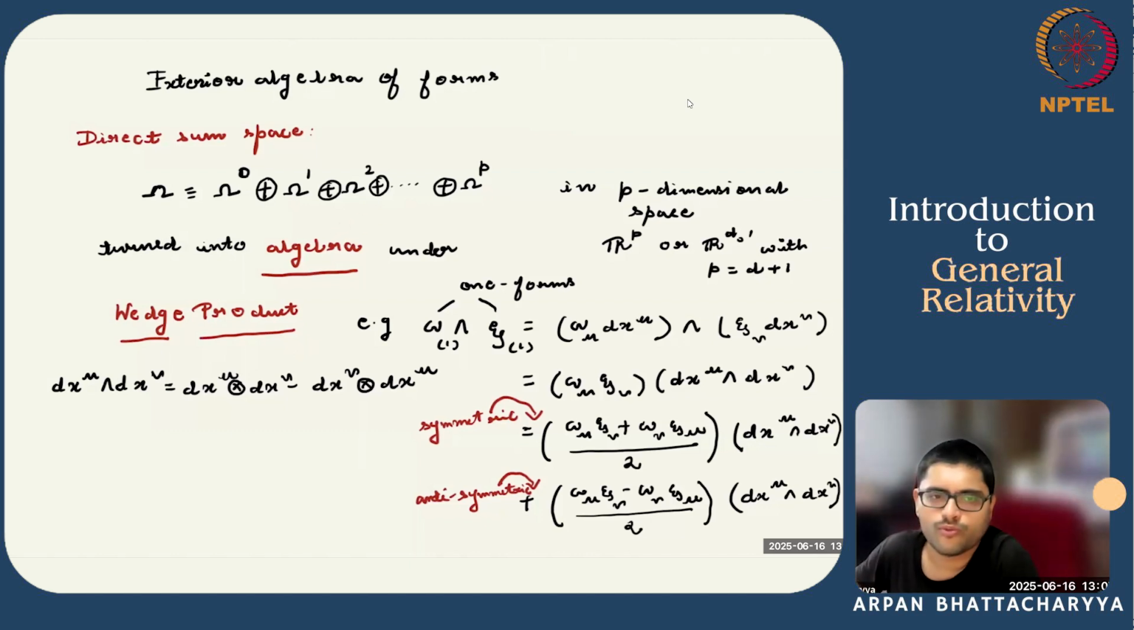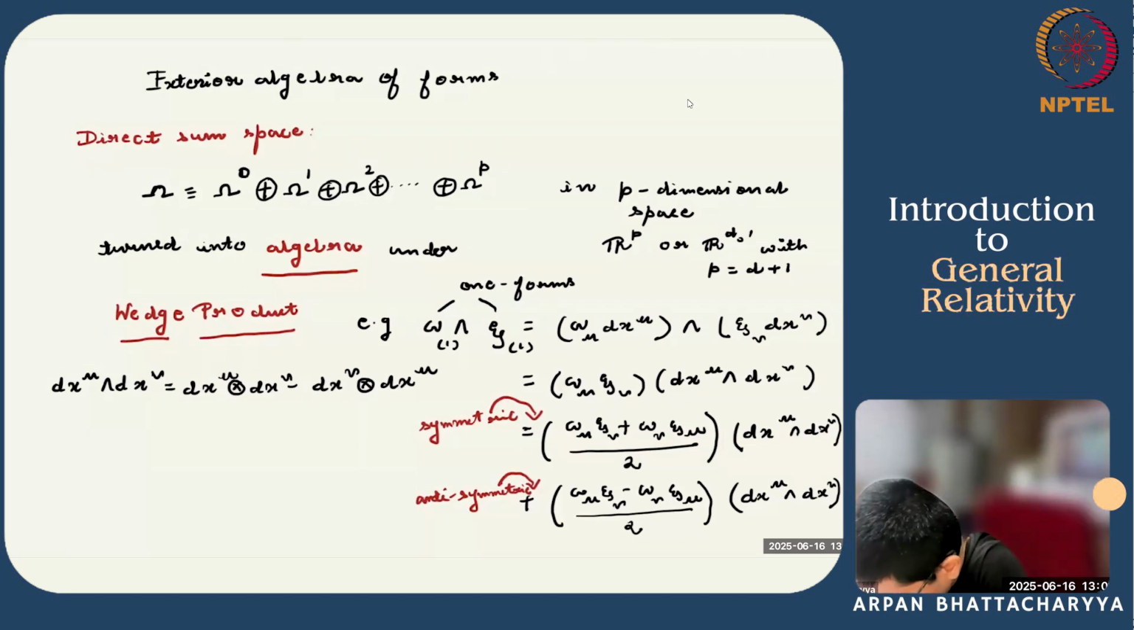Remember when we can call a vector space an algebra? If we introduce a new binary operation which takes two elements of the vector space and gives back another element in the vector space, then under that binary operation the vector space is closed and turned into an algebra. In this case, that operation is nothing but this wedge product.